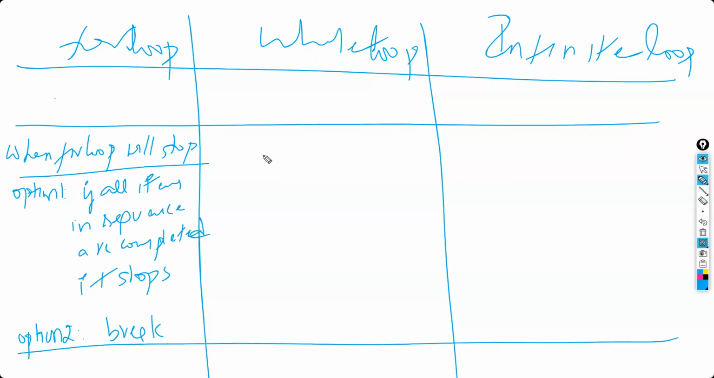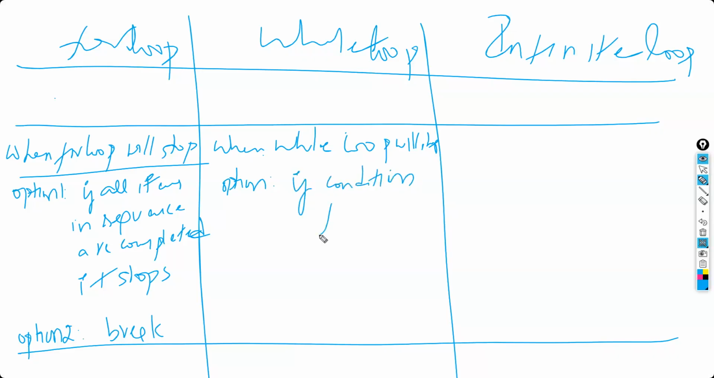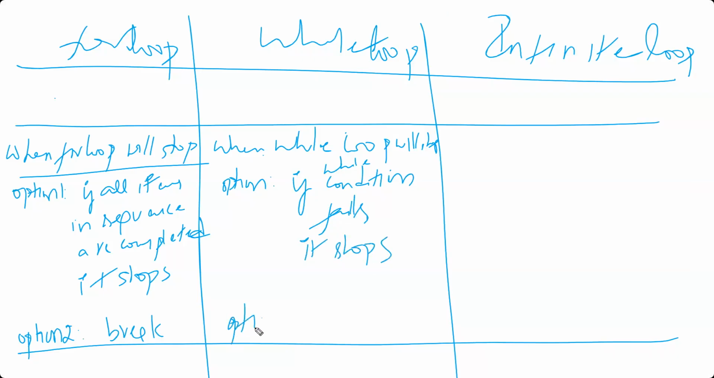Okay. Now, when will the while loop stop? Option 1: if the condition fails. For a while loop, you are going to write one condition. If the while condition fails, it stops. Or option 2, if break is executed also, it will stop. Out of these two, any one.